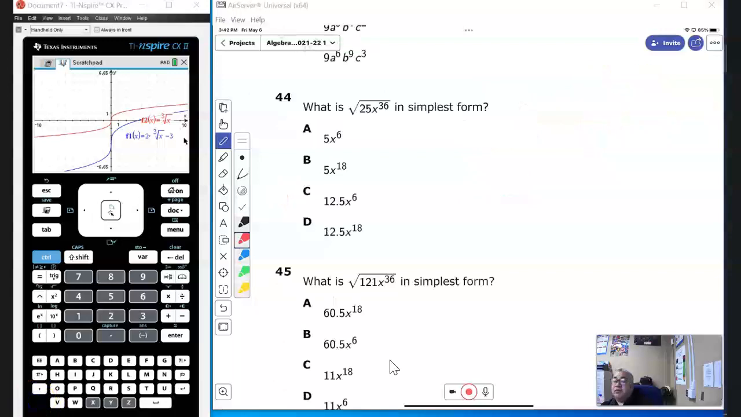So we have to simplify the square root of 25x to the 36. So we know that the square root of 25 is 5. 36 is even, and our index is 2, so all you have to do is divide 36 by 2. So you have x to the power 18. So what does it simplify to? 5 times x to the power 18.